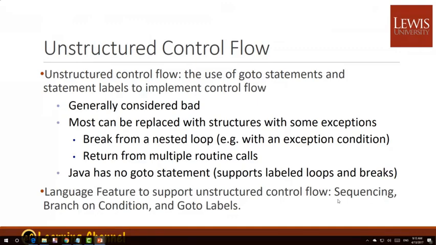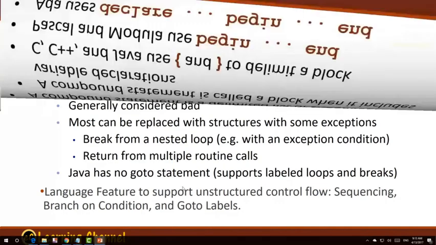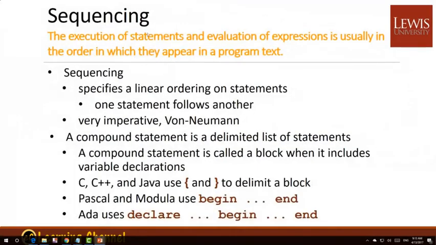Language features to support unstructured control flow can include sequencing, branching on condition, and go-to labels. Sequencing: the execution of statements and evaluation of expressions is usually in the order in which they appear in the program text. Sequencing specifies a linear ordering of statements, one statement follows another, a very imperative, manual-type operation. These are very simple. A compound statement is a delimited list of statements. So this talks about the block.